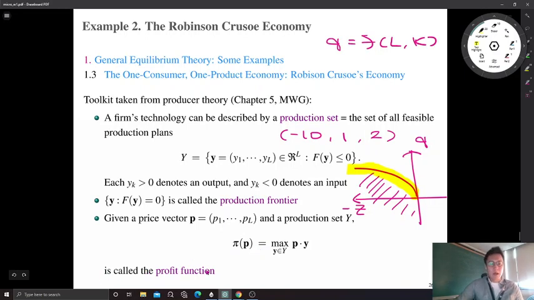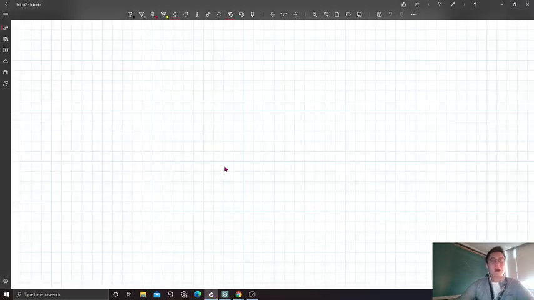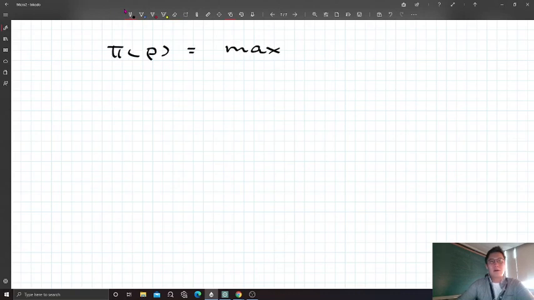All right. So one property of this profit function that can be easily derived is that this function is homogeneous of degree 1, right? That can be easily seen. Once again, pi of p is defined as the max of p dot y, okay? And suppose we scale up the price by multiplying by a constant lambda. Here lambda is a positive number.